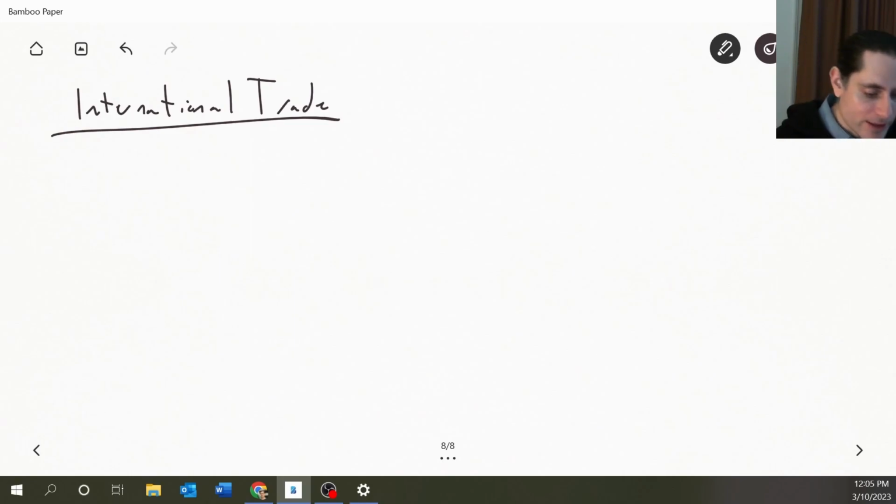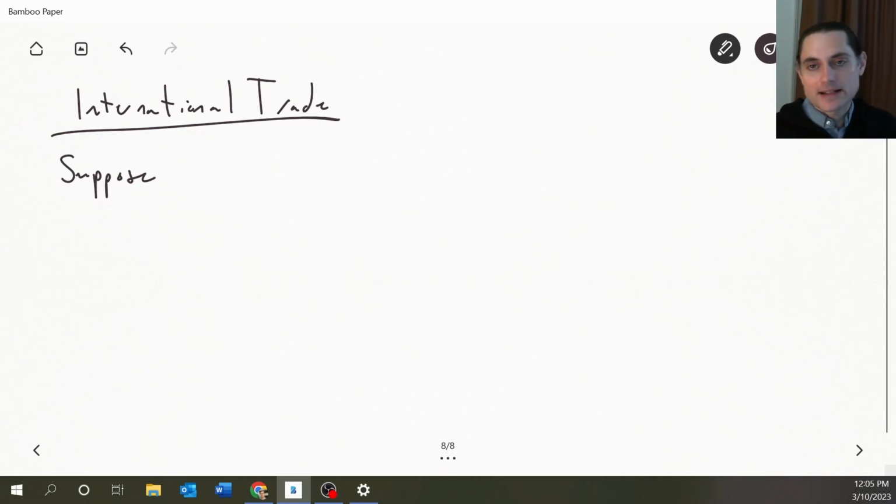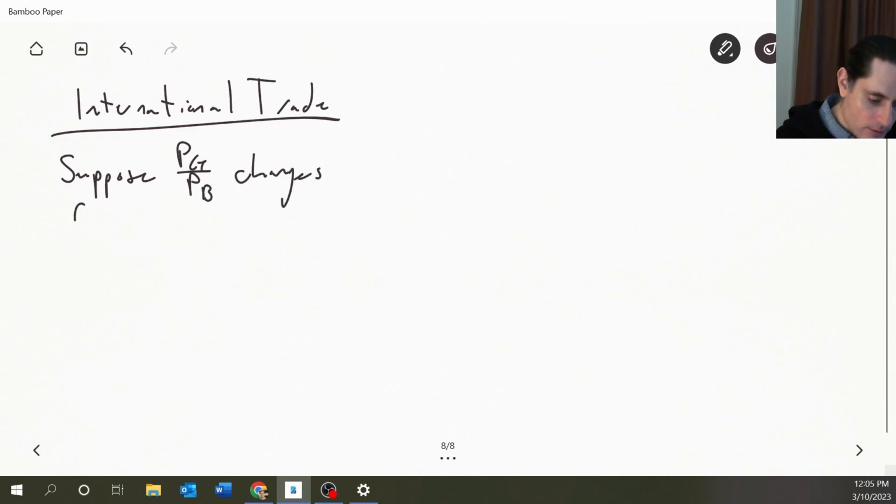Okay, so let's suppose that we open up to trade with a country that's much better at making guns. Okay, so let's suppose that the relative price of guns, so PG divided by PB, changes from 10 in autarky to, let's say it changes to 2 in free trade.